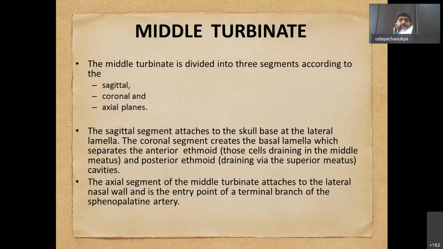So middle turbinate is somewhat located like this. Okay. This is the coronal part. The starting part is sagittal, and once we come posteriorly, it becomes coronal, which divides two parts of the ethmoid cells, anterior and posterior, and the final part is in the axial plane, attached to the lateral wall.